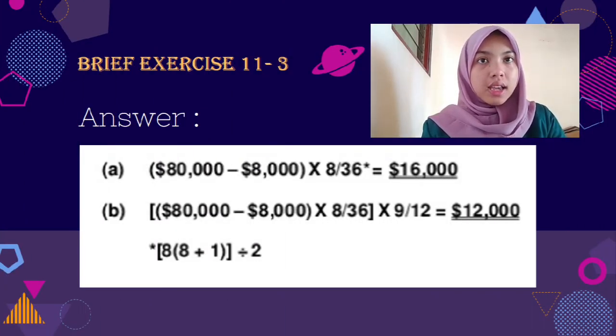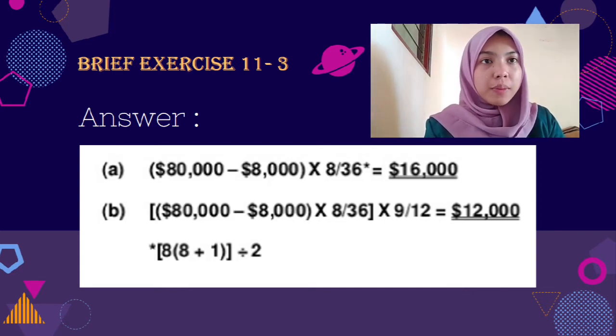The answer is A. $80,000 minus $8,000 multiplied by 8 divided by 36 is $16,000. 36 comes from 8 plus 1 is 9 multiplied by 8 divided by 2. The answer B is $80,000 minus $8,000 multiplied by 8 divided by 36 multiplied by 9 divided by 12 is $12,000.